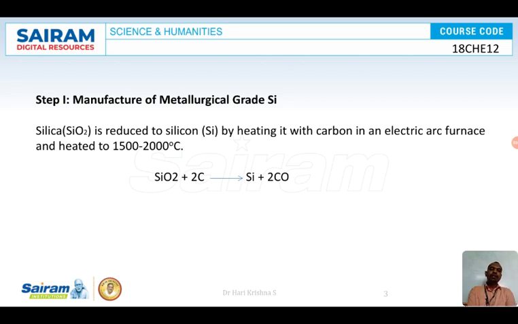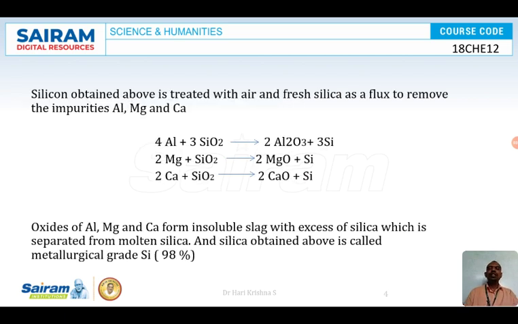The liquid silicon thus obtained may contain impurities such as aluminium, calcium or magnesium. We are supposed to remove these impurities. Removing impurities such as aluminium, magnesium, calcium is called the refining process. So how to remove them? Silica will be mixed with the liquid silicon thus obtained.